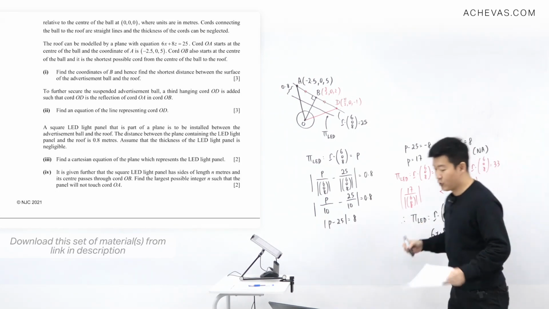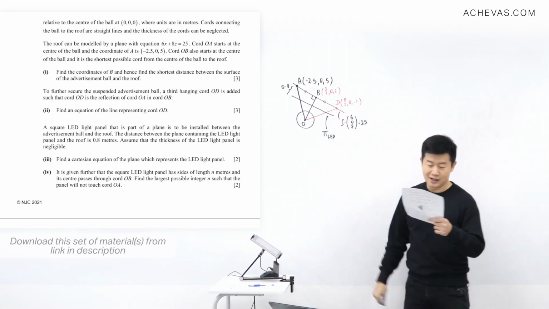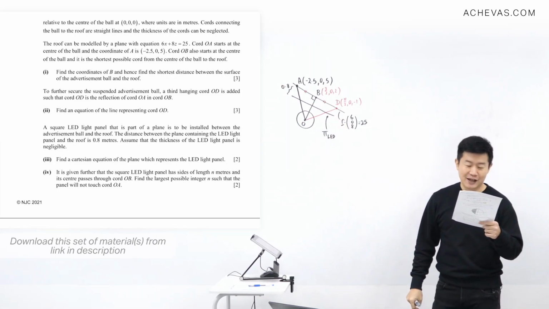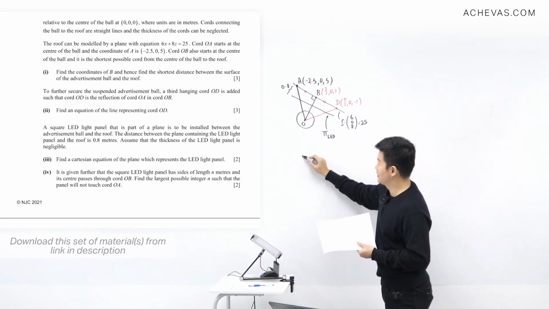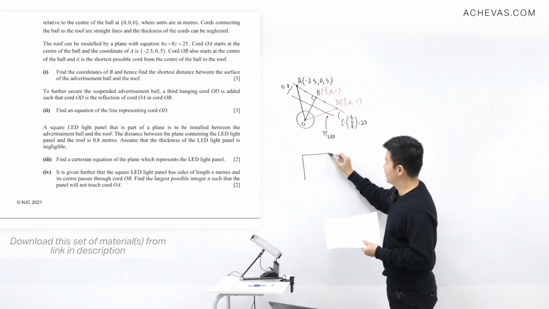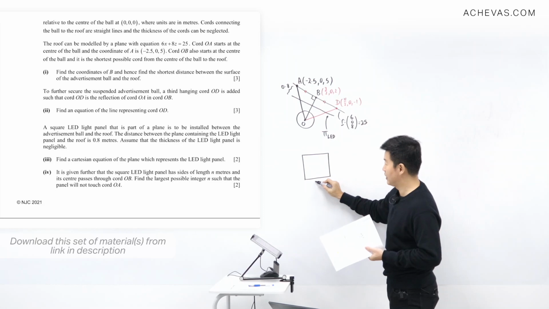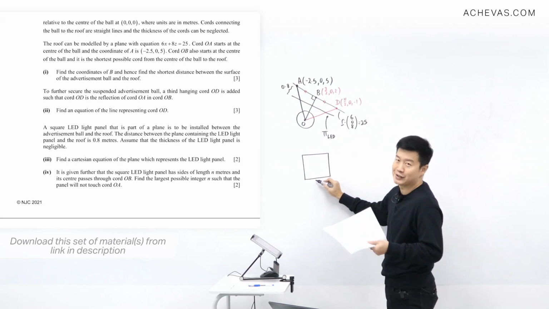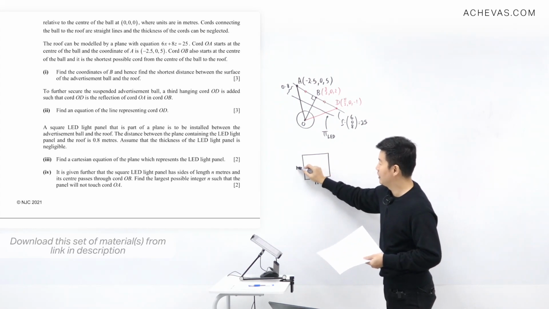Last part, part 4. In part 4, it says that this plane LED has sides of length n meters. So we are looking at this plane here. Okay, let me just do a quick sketch of it. So we are looking at this plane here to have sides. It's a squarish rectangle. It's a squarish panel. So it's going to be n.